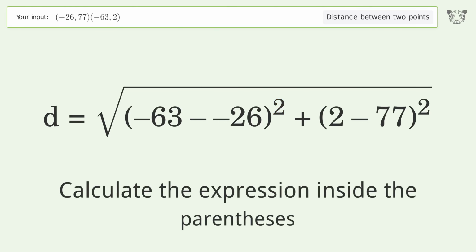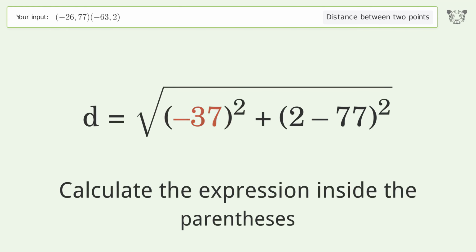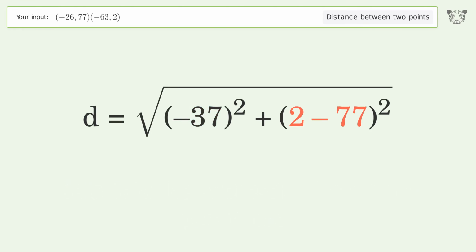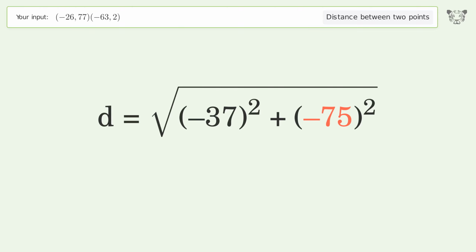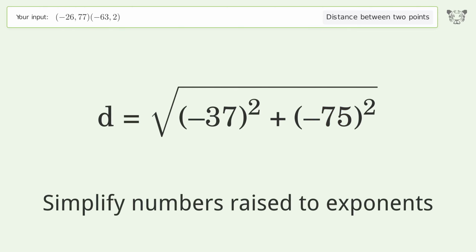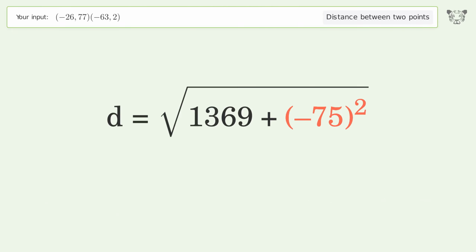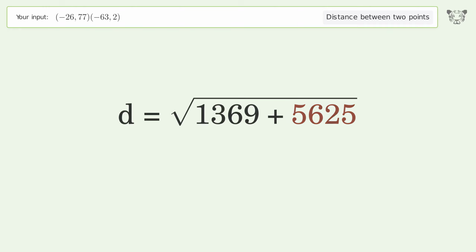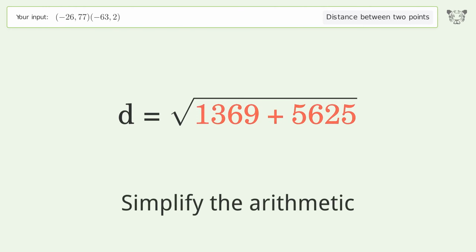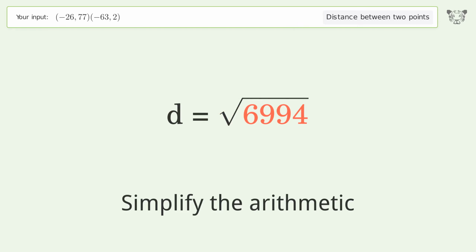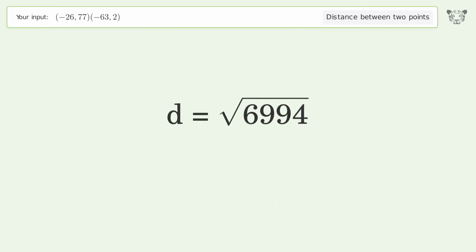Calculate the expression inside the parentheses. Simplify numbers raised to exponents. Simplify the arithmetic. And so the distance between the 2 points is the square root of 6,994, or 83.63.